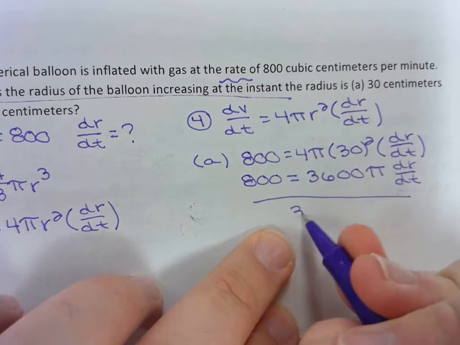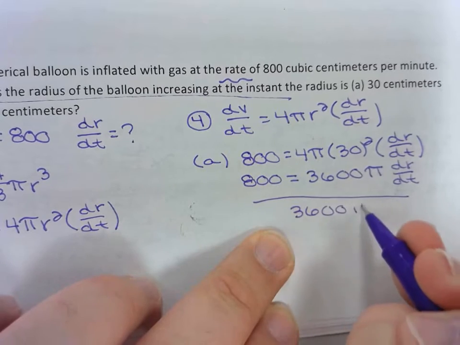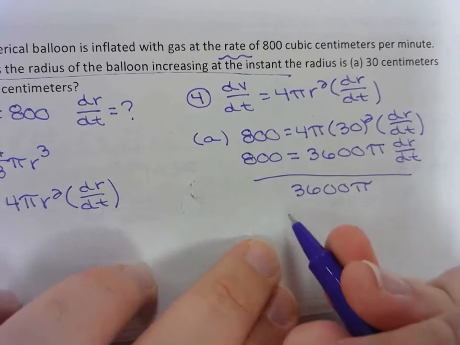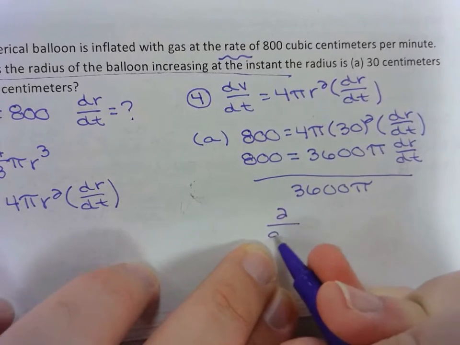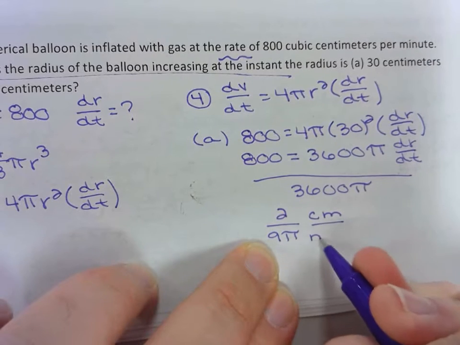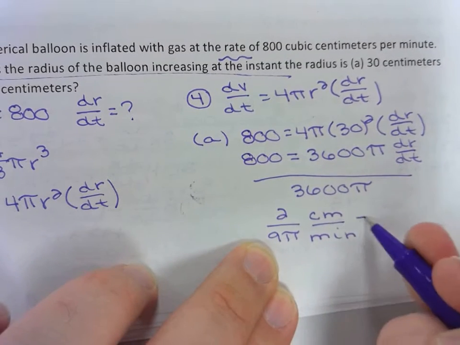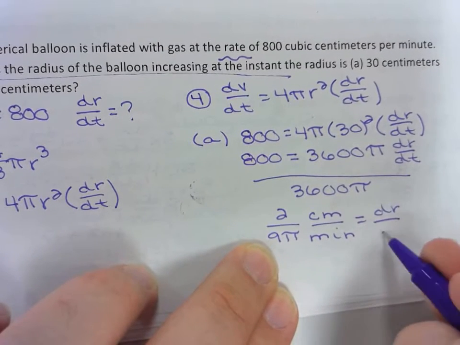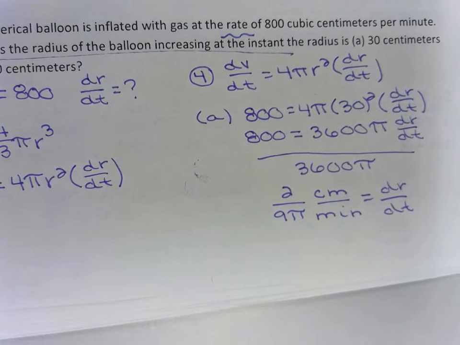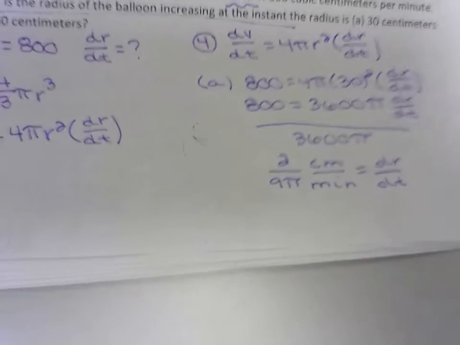Divide by 3600. Reduce it, cancel out the zeros. That's going to give me 2/9 pi centimeters per minute. Make sure you label it, because that is dr/dt. So that is how my radius is changing, which will be measured in centimeters, over how my time is changing, which would be measured in minutes.